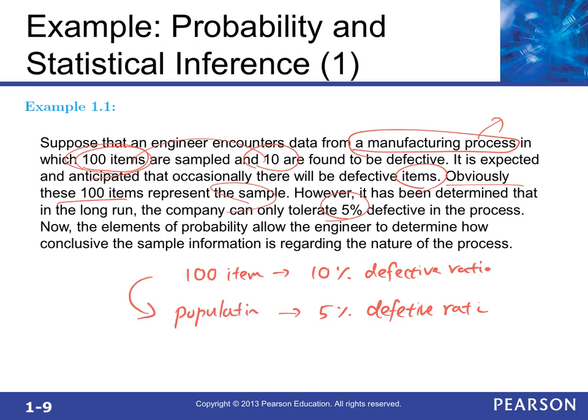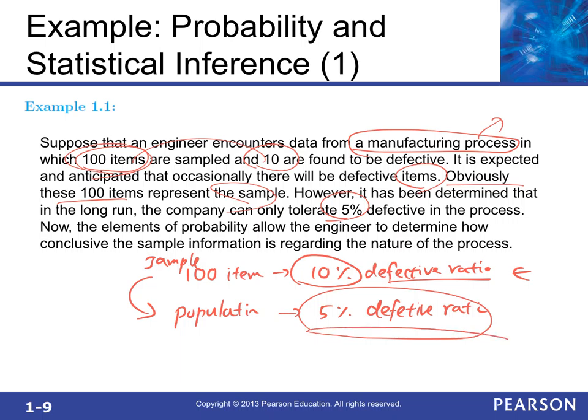So the question is, if we only have a 5% defective ratio, what is the probability that we can get a 10% defective ratio in a sample? If this probability is too small, it's unlikely to happen, which means the initial assumption that the defective ratio of the population is 5% is wrong. So this probability is really important. By examining this probability, we can actually know the information on this population. So probability allows the engineer to determine how conclusive the sample information is regarding the nature of the process.